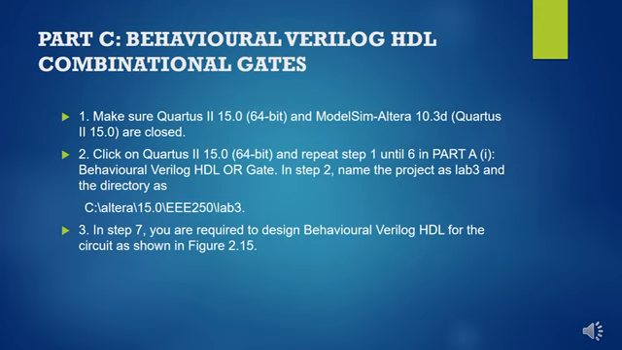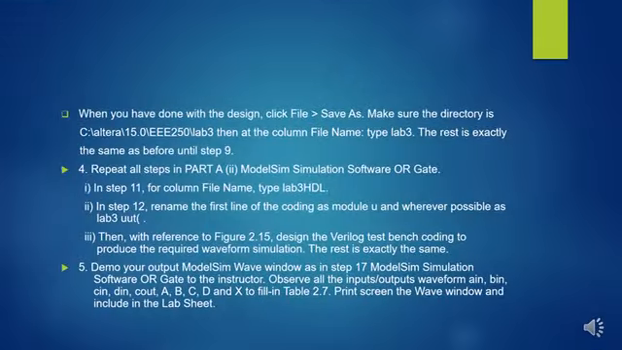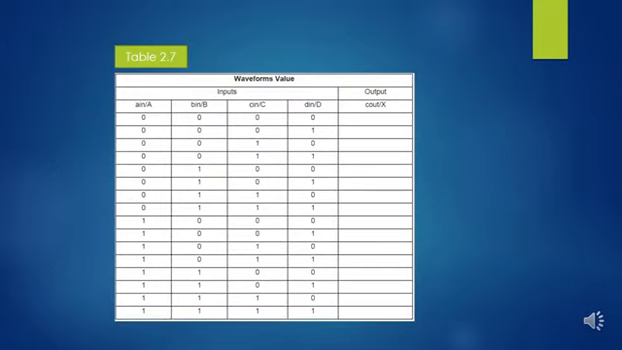In Step 7, design Behavioral Verilog HDL for the circuit as shown in Figure 2.15. Next, follow all the instructions written in this slide, which is Slide 33. Table 2.7 shows the waveform value for 4 inputs.